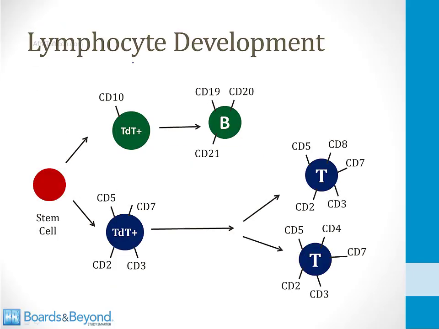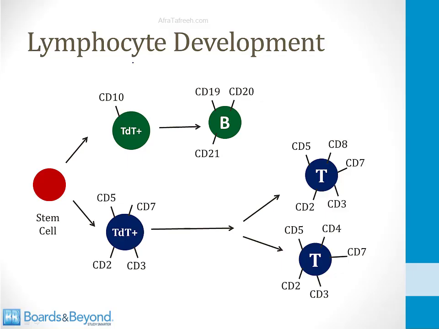So to understand the special tests that are performed to make the diagnosis of lymphoblastic leukemia, we need to understand how lymphocytes develop, and specifically we need to understand the surface markers that are found on lymphocytes. And if you're preparing for step 1, these are the things that you want to know.